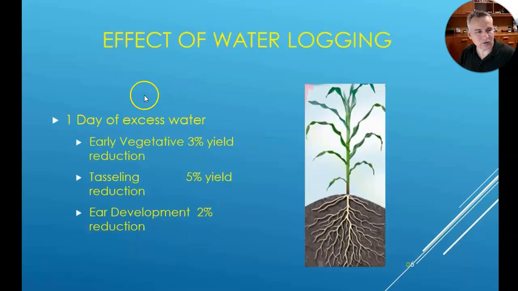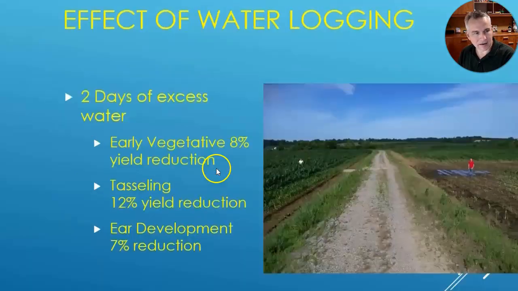As an example, for corn, with 1 day of waterlogging at the early vegetative stage, you get a 3% yield reduction. At tasselation, you get a 5% yield reduction, and at ear development, you get a 2% reduction. So obviously it's most sensitive at tasselation. And if we go to 2 days of excess, so 2 days of waterlogging, that 5% jumps up to 12%. So it actually gets worse over 2 days.